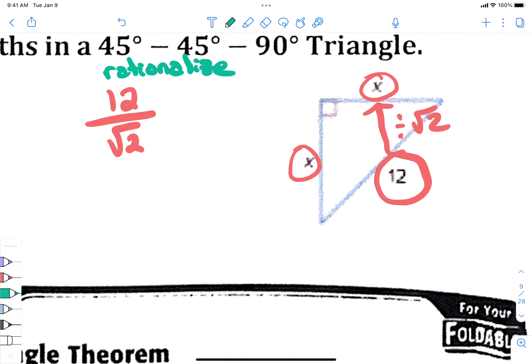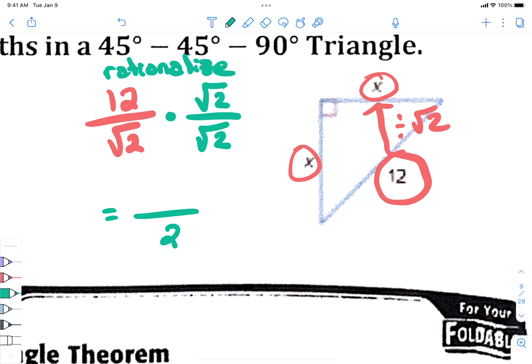So here's how this works. Every single time, we're going to multiply by the thing that I don't like, the square root of 2. So I'm going to multiply him by the square root of 2. Because what's the square root of 2 times the square root of 2? That's just going to give me 2 on the bottom. But if I multiply by the square root of 2 on the bottom, I have to multiply by the square root of 2 on the top also.